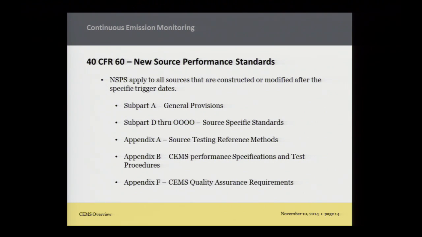This really comes more down to the facility level. So what are you doing? That's Appendix B that qualifies the analyzer, and then Appendix F is the quality assurance requirements, which is just making sure that everything you're doing in Appendix B is validating the machine.